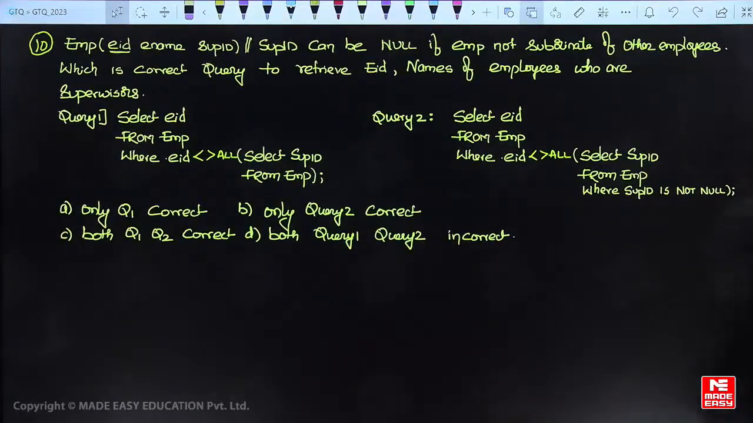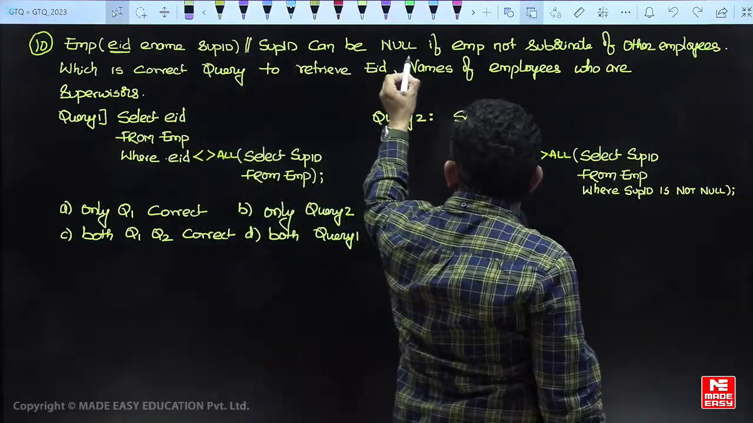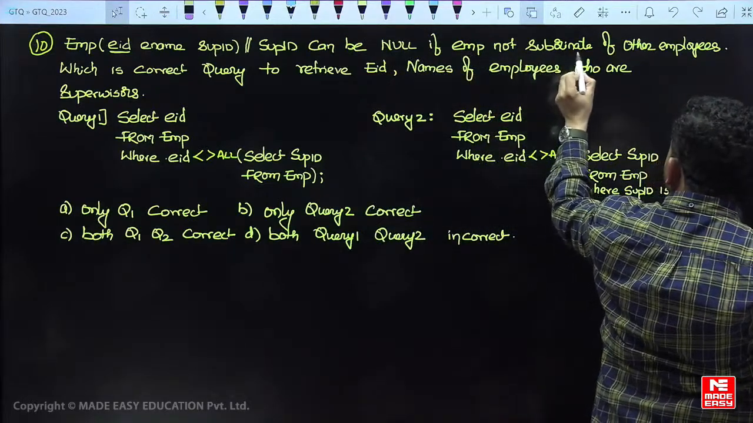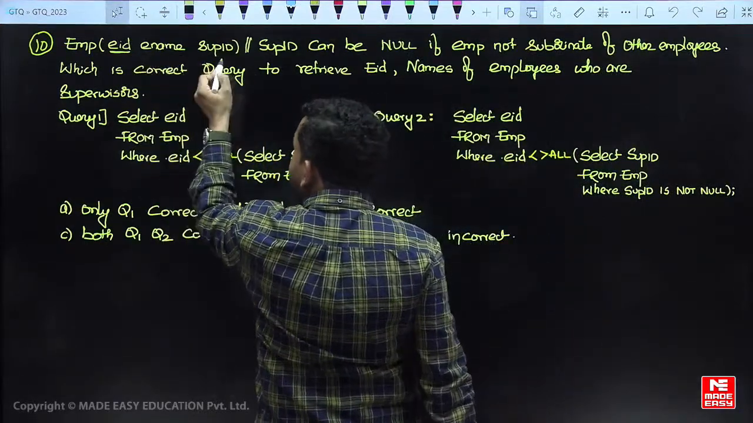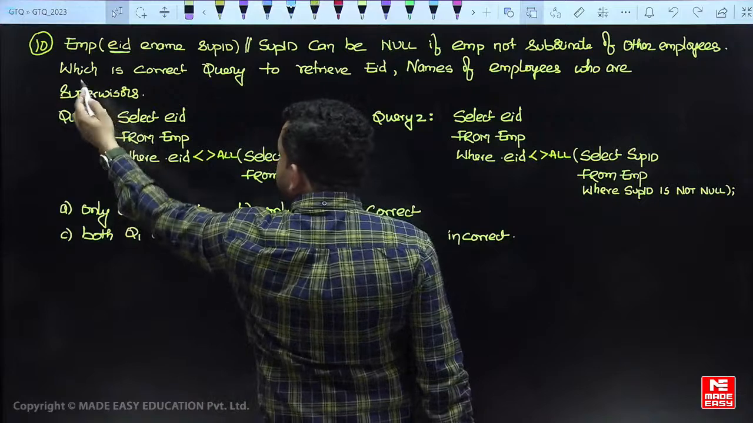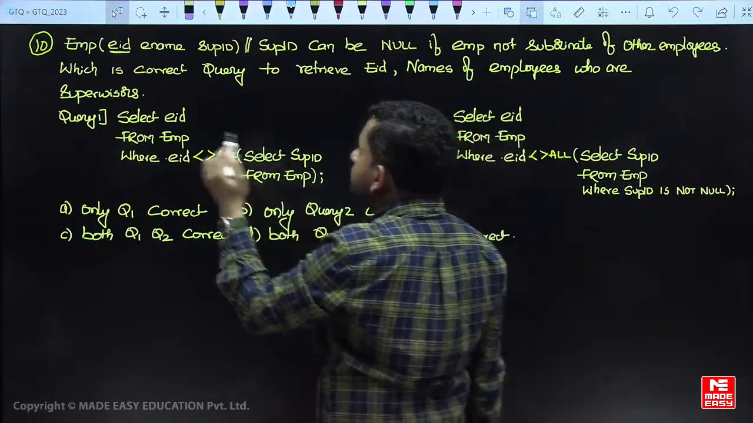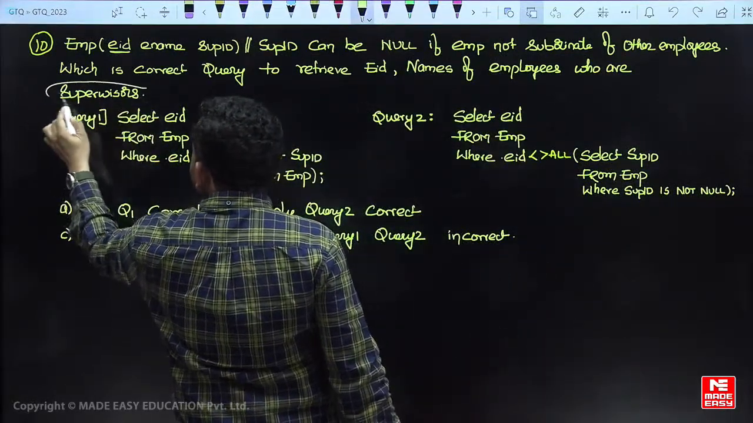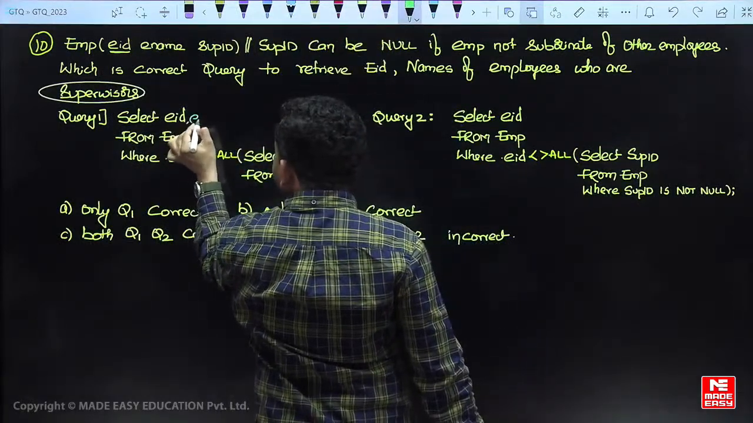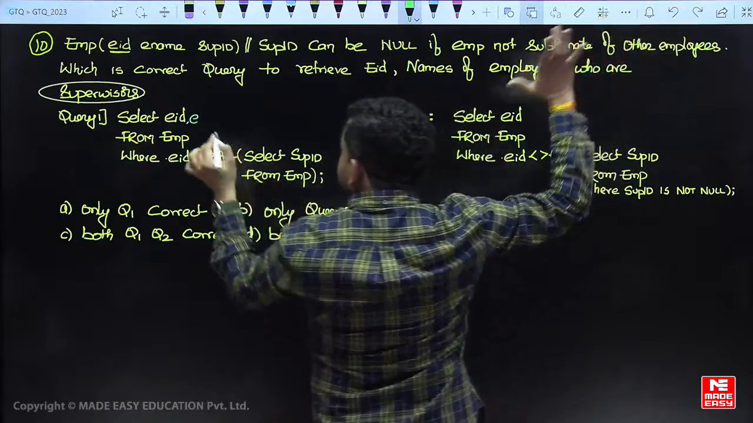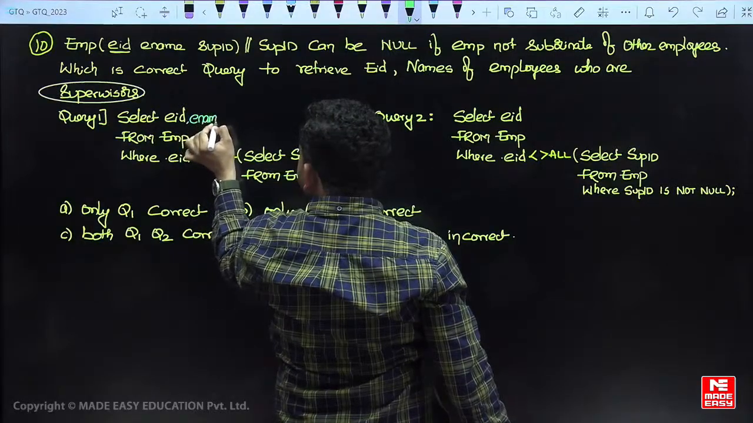SQL question. Employee ID, employee name, supervisor ID. Supervisor ID can be null if the employee is not a subordinate of other employees. So if he is not a subordinate of anyone, for that record supervisor ID is null. Which is the correct query to retrieve employee IDs and names of employees who are supervisors? Of course, assume that the employee name is also there. It's not about the selection mistake, so think of the logic of the query.